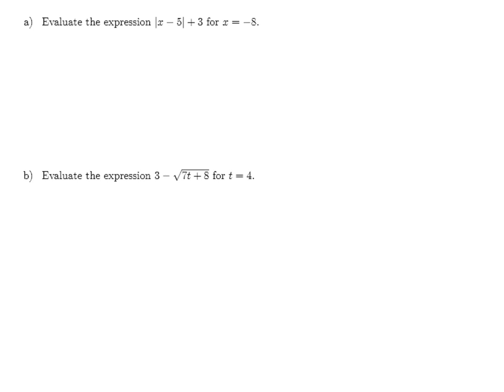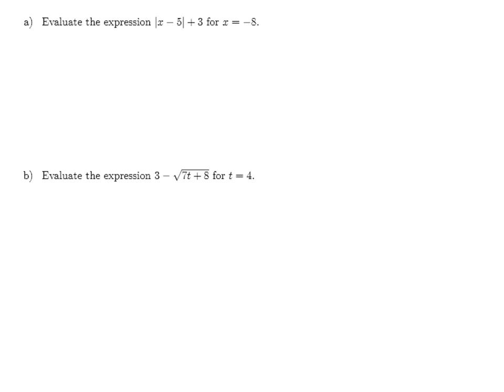In this example, we're going to evaluate a couple of expressions for specific values of a given variable. The expressions in this example contain the absolute value sign and the square root symbol, respectively. The first one, we're asked to evaluate the expression which contains the absolute value of the quantity x minus 5, with plus 3 on the end of that, outside of that absolute value sign. And we're asked to evaluate that for x equals negative 8.